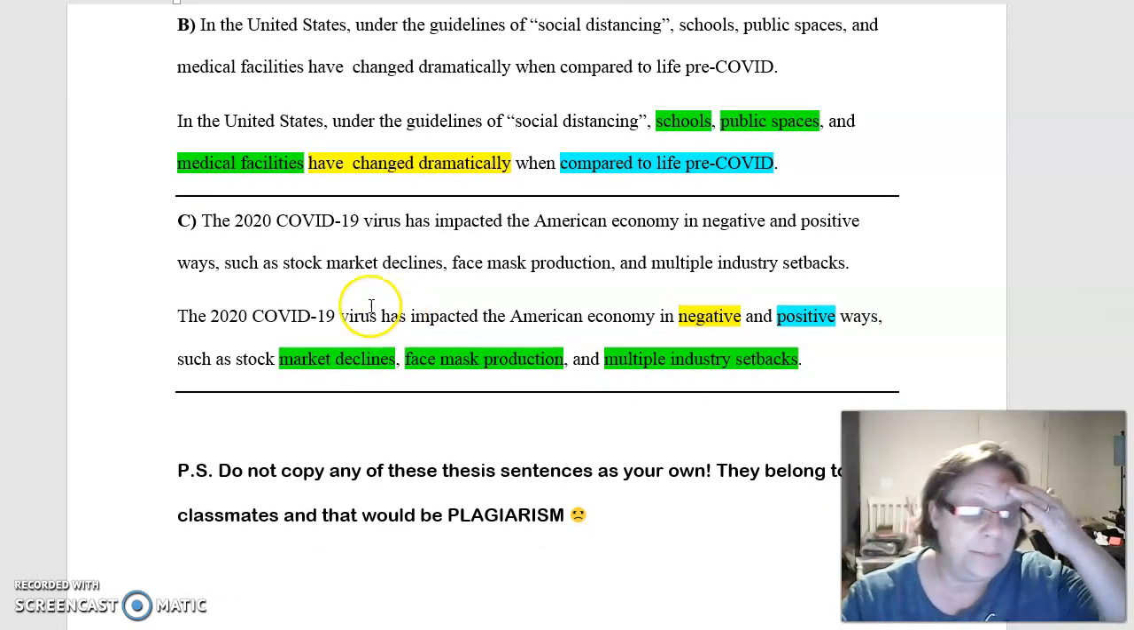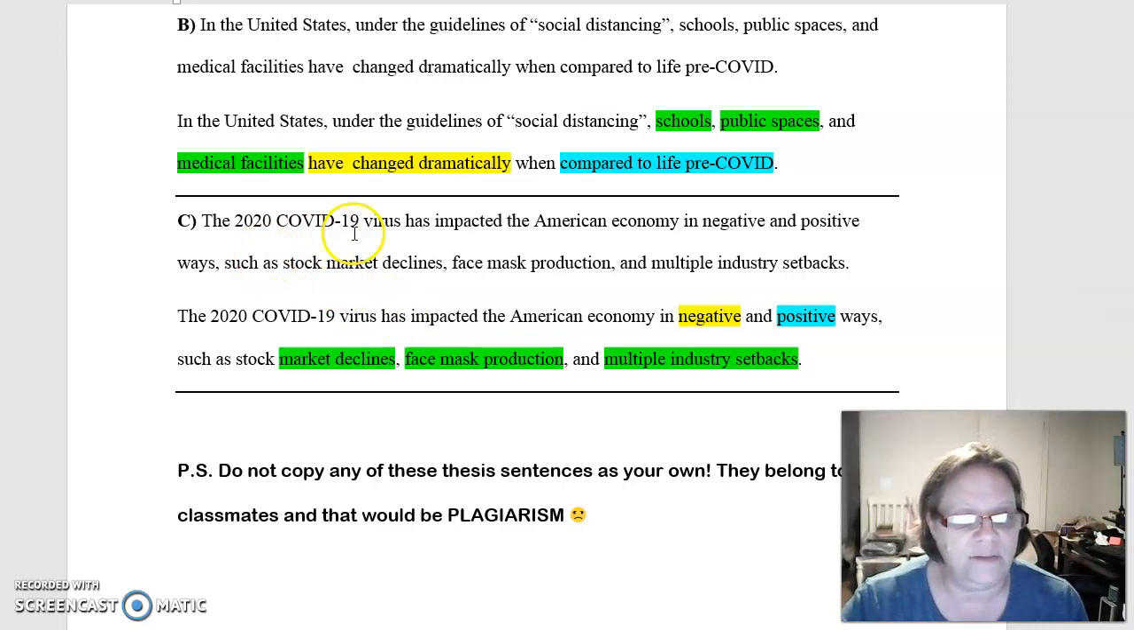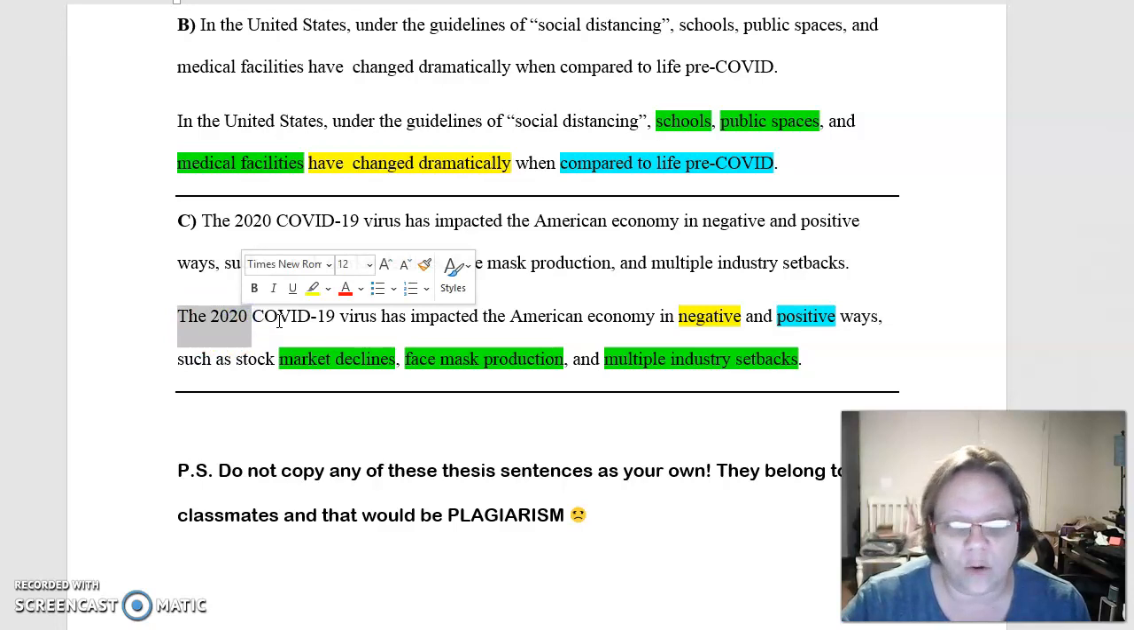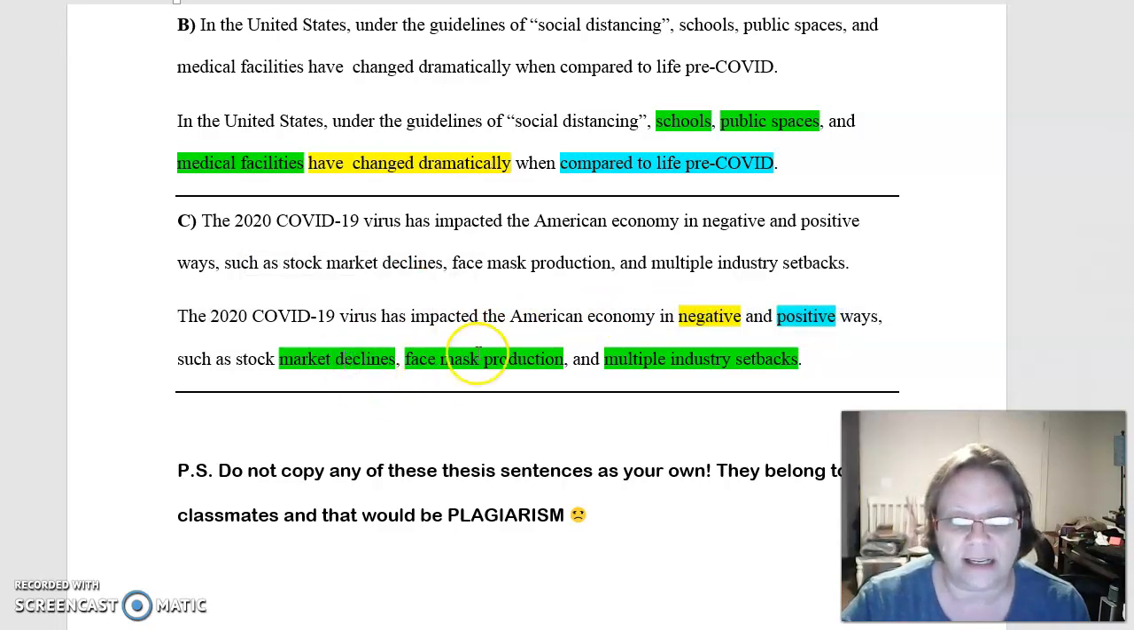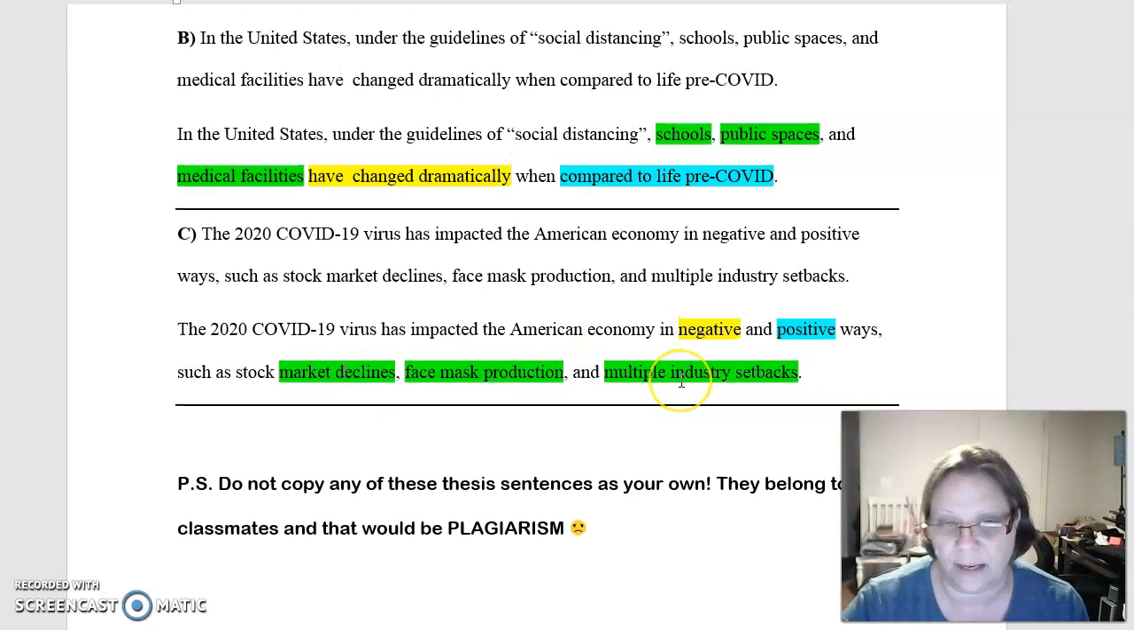Okay, let's look at this one. The 2020 COVID-19 virus has impacted the American economy in negative and positive ways, such as stock market declines, face mask protection, and multiple industry setbacks. Okay, the 2020, this is when. COVID-19, what virus, has impacted. How has it impacted? Negatively, positively. Here's the 3. Market declines, face mask production, multiple industry setbacks.